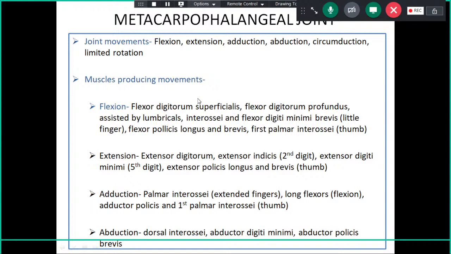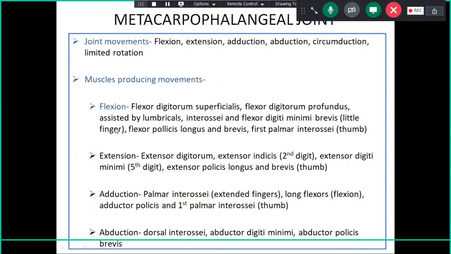Joint movements which are permissible at the metacarpophalangeal joint are flexion, extension, adduction, abduction, circumduction, as well as limited rotation, which is permissible as well.